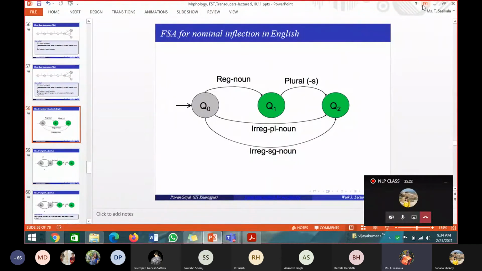So all these we have seen. This is a finite state automaton which we have constructed, which has only one start state and two ending states. We have the start state and the intermediate state, which is used to recognize regular nouns, singular and plural, irregular plural nouns, and irregular singular nouns. If my input is an irregular plural noun, it directly goes to an ending state. If it's an irregular singular noun, it goes to an ending state. If it is a regular noun, if it is singular, it ends with q1. If it is plural, it goes from q0 to q1, q1 to q2.